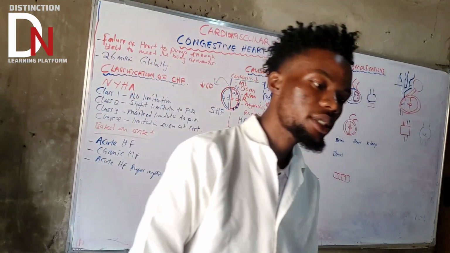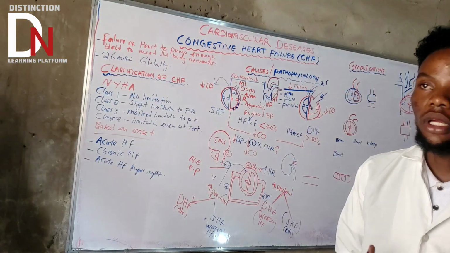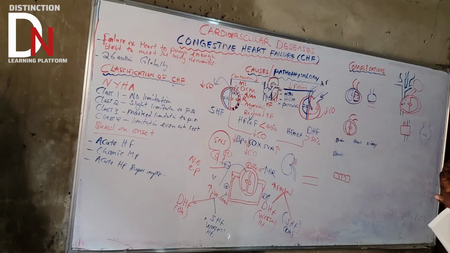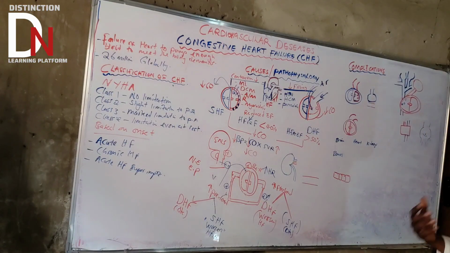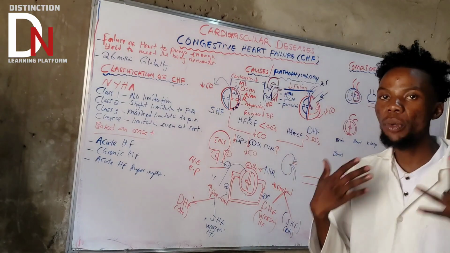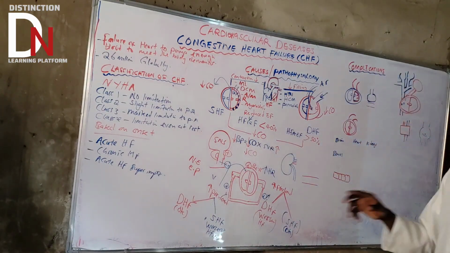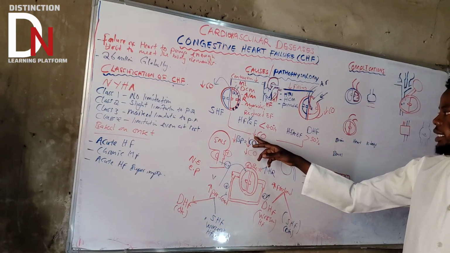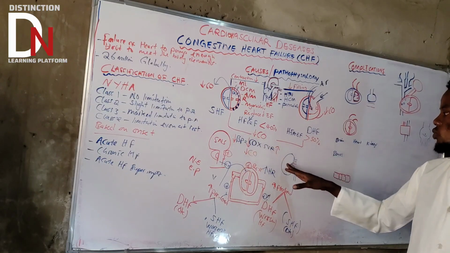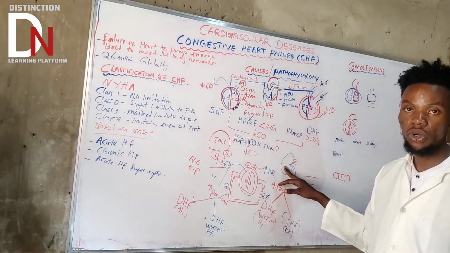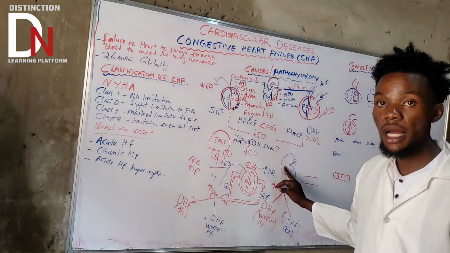How do the kidneys react when someone is experiencing diastolic or systolic heart failure? How are they going to help in the compensatory mechanisms? What is the first thing? Remember that low cardiac output or low blood pressure is going to activate certain important cells in the kidneys, which we call the juxtaglomerular apparatus.